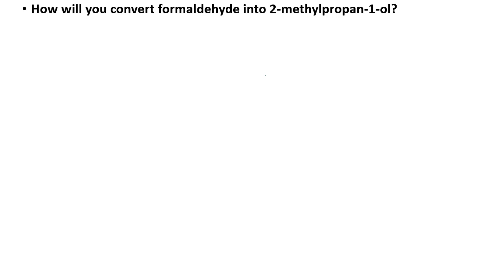Here we have another example. How will you convert formaldehyde into 2-methyl propane 1-ol? So you just work out by the same logic. You can pause the video and try to solve it on your own. What you will do, try to make the structure of formaldehyde and 2-methyl propane 1-ol and then try to solve it. I hope that you had already paused and you had tried to make the structures. I will solve it for you now.